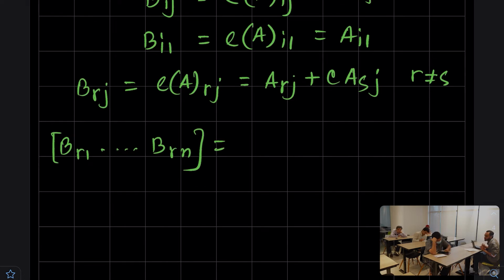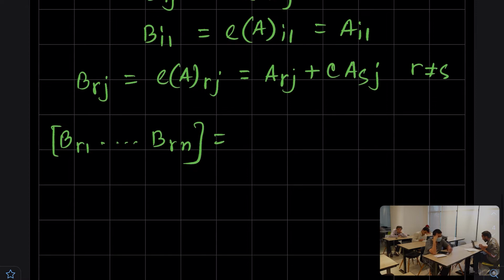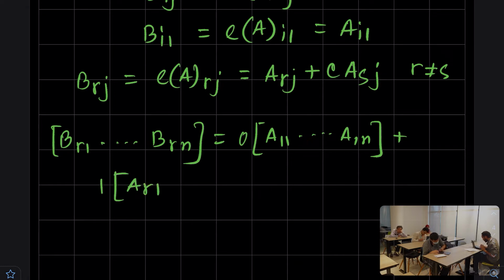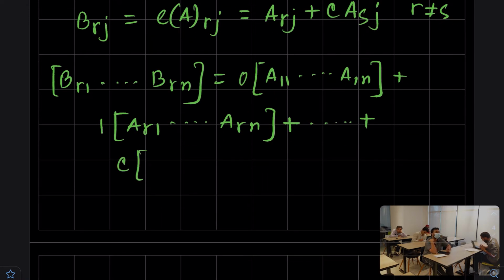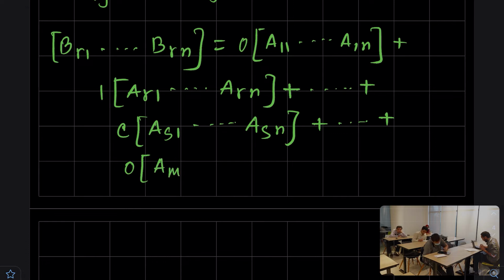And this will be equal to 0 times (A_11 ... A_1n) plus 1 times (A_r1 ... A_rn) plus c times (A_s1 ... A_sn), right?